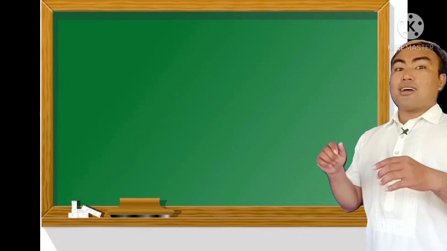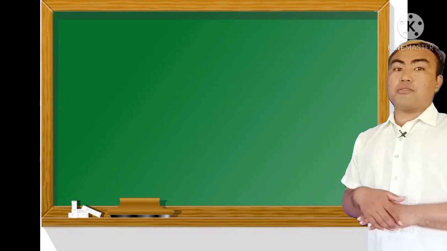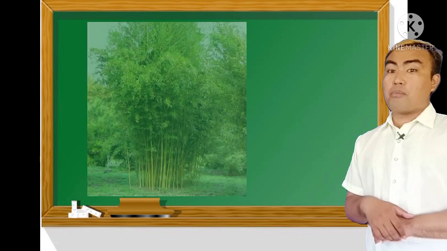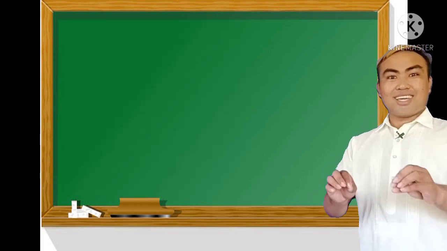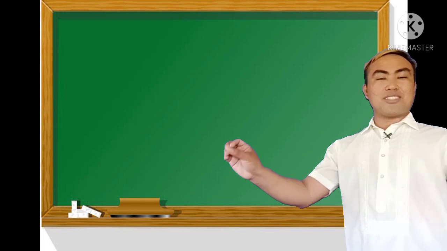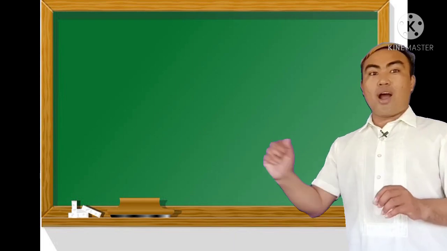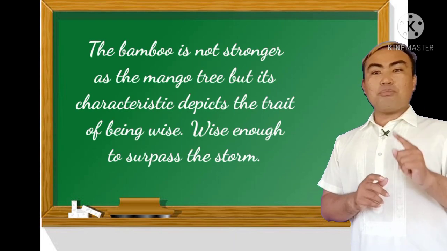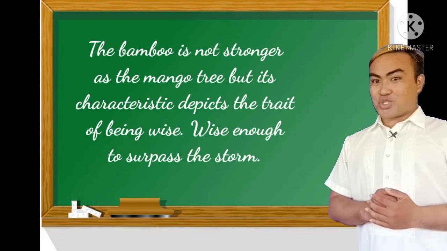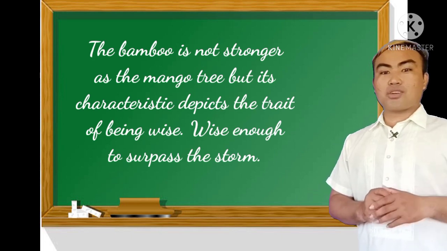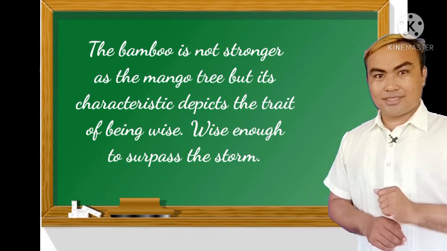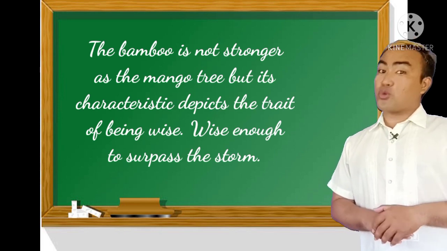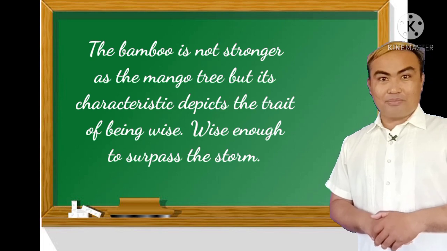Again, does the scenario make the bamboo tree stronger than the mango tree? No. Because it's a different trait. There is a difference between being wise and strong. Bamboo is not as strong as the mango tree, but its characteristic depicts the trait of being wise. Wise enough to surpass the storm, right?